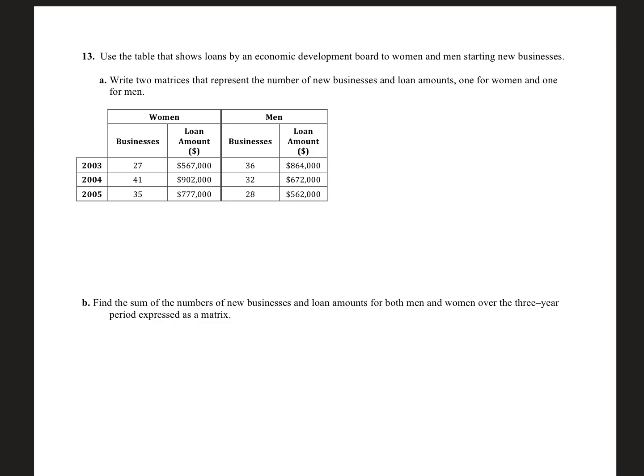On the back, they are asking us to write matrices to represent the table shown. The directions say to use the number of new businesses and the loan amounts. All right, so 2 matrices, one for women and one for men. So for women, I'm just going to copy the numbers I see right above. They do not tell us to include the year.